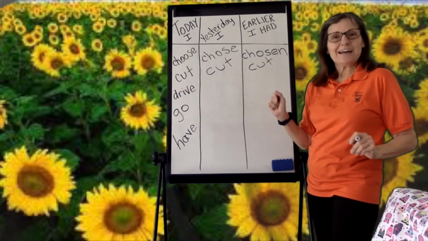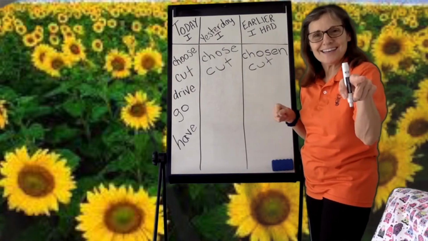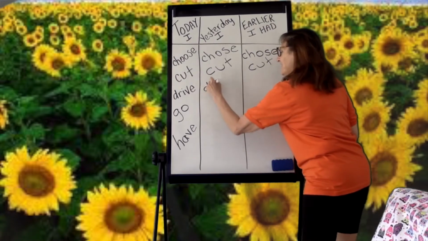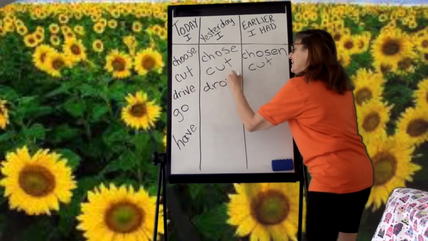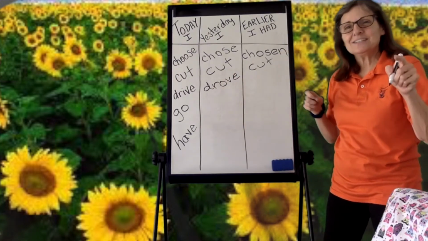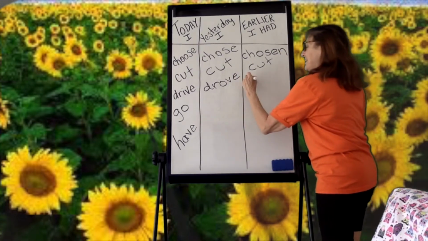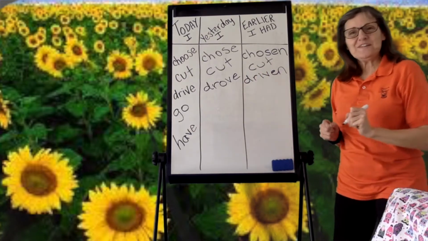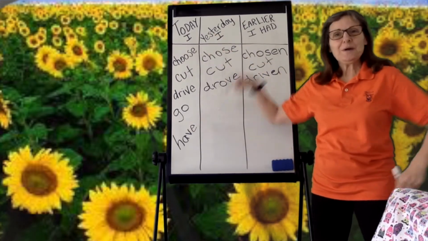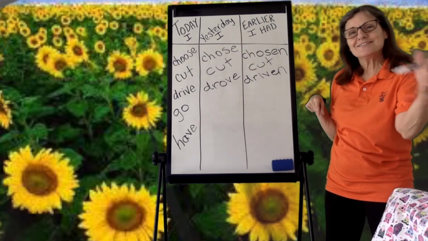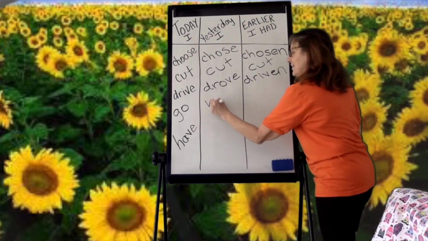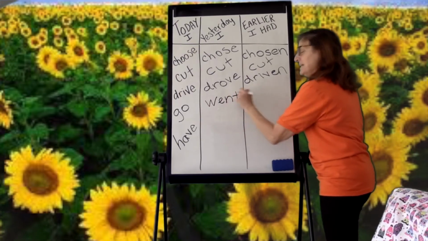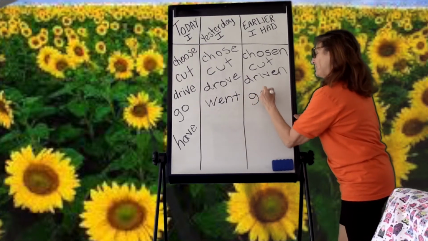Today I drive. Yesterday I drove. Earlier, I had driven. Moving on. Today I go. Yesterday I went. Earlier, I had done.